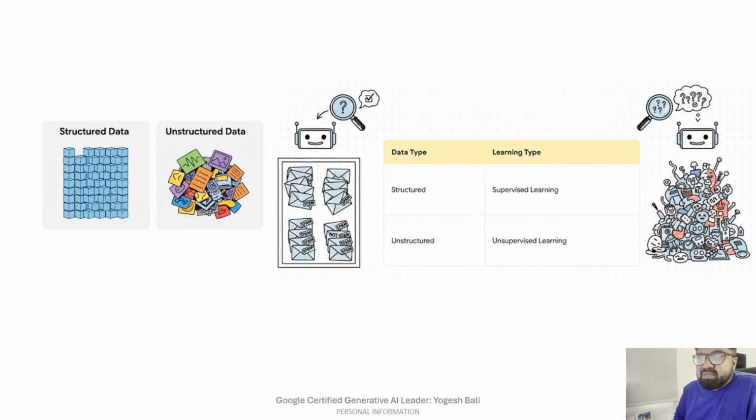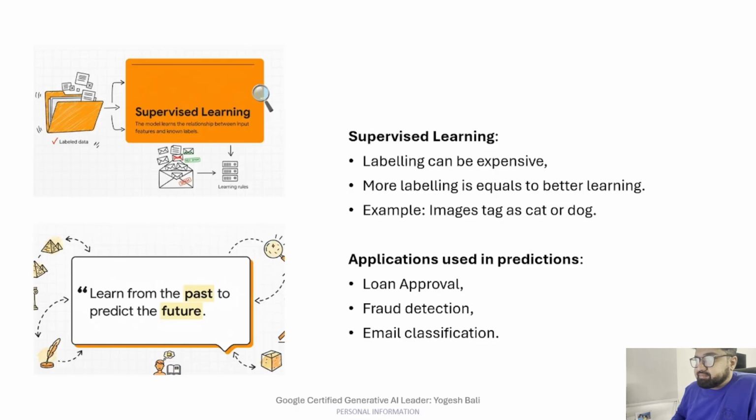So data basically is of 2 types. One is structured data, one is unstructured data. Structured data means labeled data, like having images categorized as cat, dog, horse. These tags are there with the images. So this we can say is structured data. Unstructured data is having raw images with no tags. We can say unlabeled data.